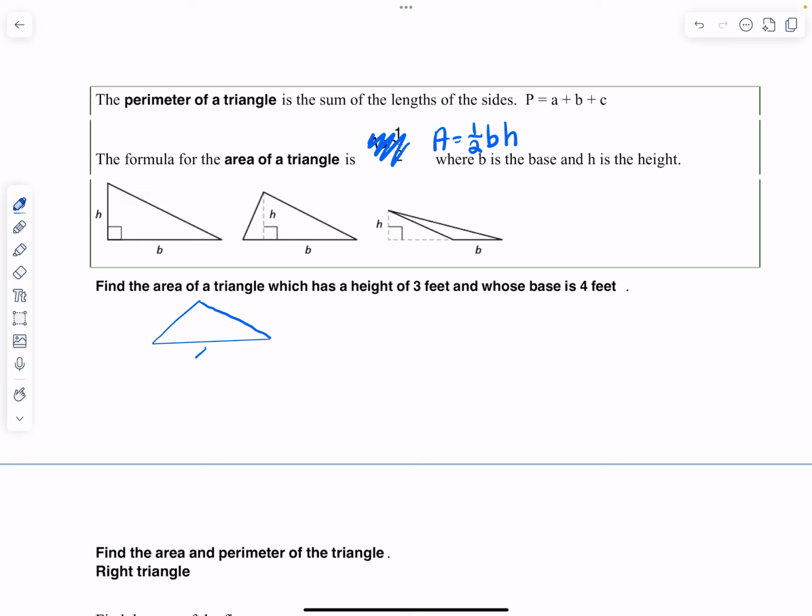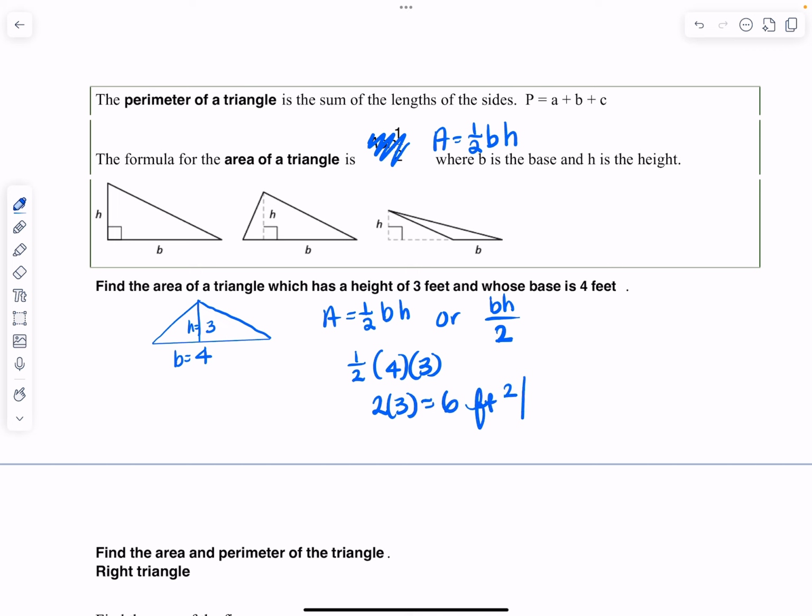Okay, it says the base is 4 and the height is 3. So again, area equals 1/2 base times height, or you could use this formula, base times height divided by 2. Either way, it's up to you. So if I take 1/2 times the base, which is 4, times the height, which is 3, 1/2 of 4 is 2, and 2 times 3 equals 6. Now the units are feet, and remember we're finding area, so it's square feet or feet squared.